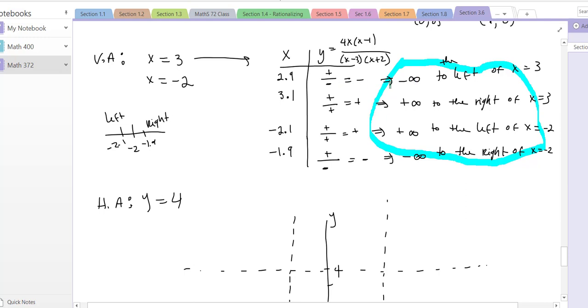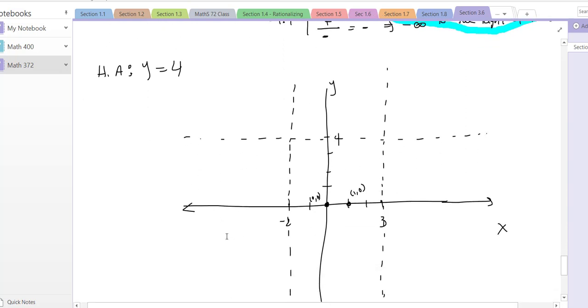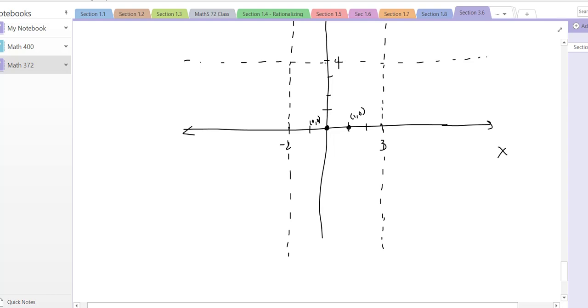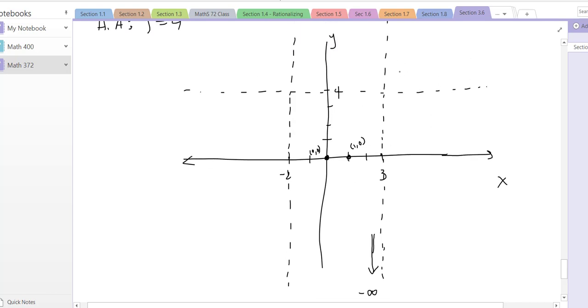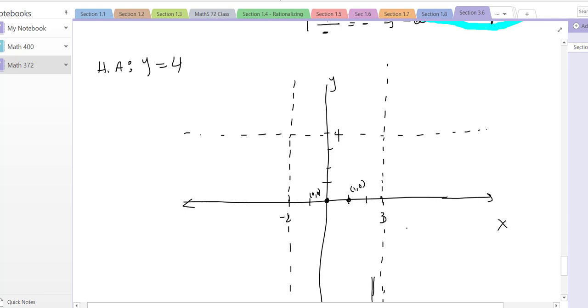But I know that to the left of x equals 3, we go to negative infinity. So over here, the graph is going down towards negative infinity. And to the right, as x approaches 3 from the right, we went to positive infinity. So that kind of gives me an idea that this is likely doing this.